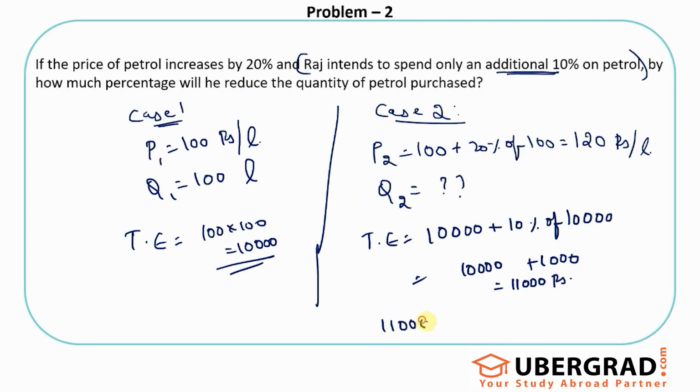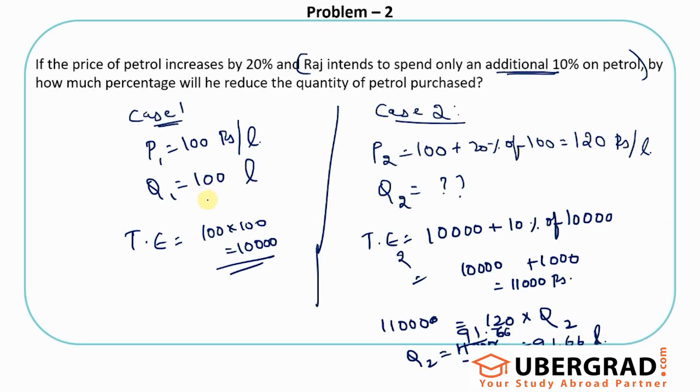Total expenditure is 11,000, which equals 120 rupees per liter into quantity 2, which is what I need to find. So quantity 2 will be 11,000 by 120. These are not coming out to be simple numbers, but that's okay. 12 9s are 108, and then 12 1s are 12 and 8, 12 7s are 84, right? Or 12 6s are, which will be like 91.66. Yeah, I'm getting 91.66 liters. That's the consumption I'm having in this case, right?